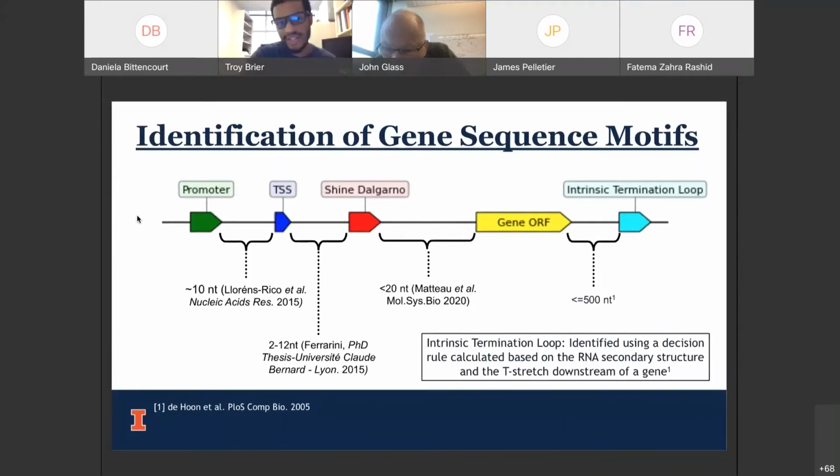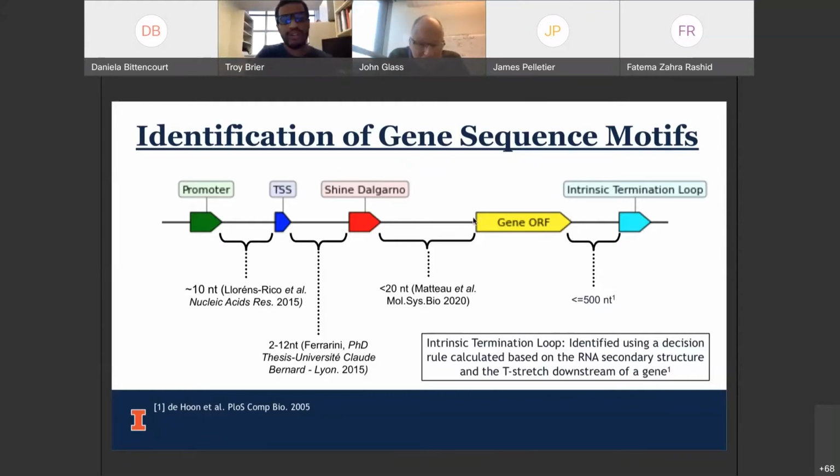Then the very last thing is to find that last motif, which is the intrinsic termination loop, which was done using a decision rule calculated based on the RNA secondary structure and the T-stretch region downstream of a gene. This search region is a little bit more dynamic, in that it runs from the end of a gene until 500 nucleotides, or the beginning of another gene, to not allow for significant overlap.